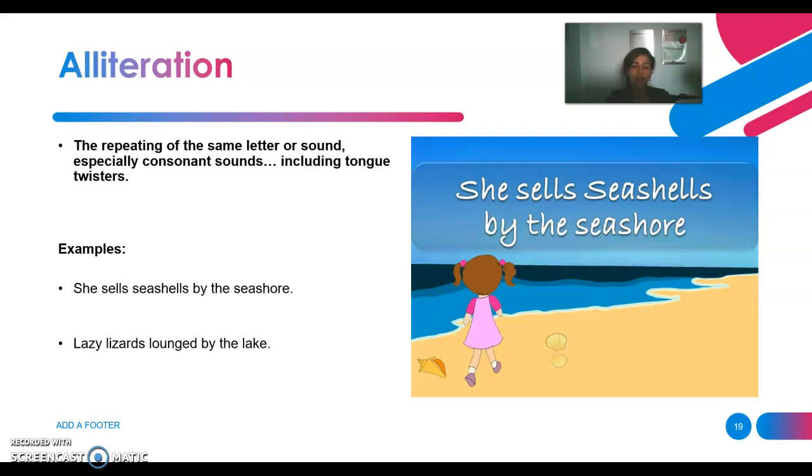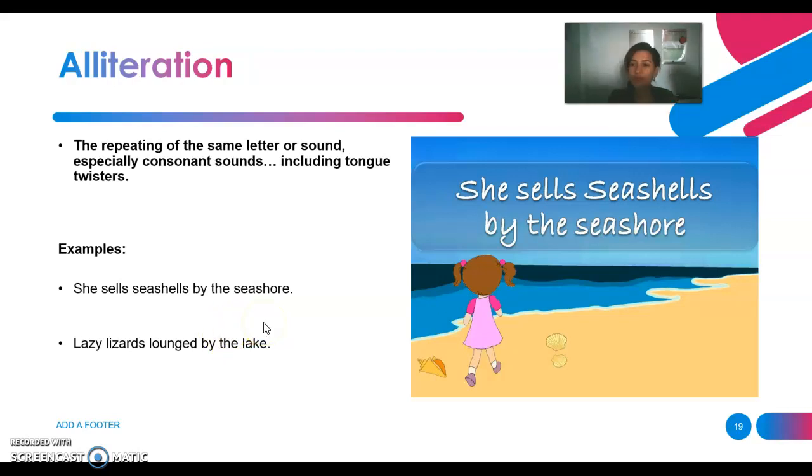And that is the repeating of the same letter or sound, especially consonant sounds, including tongue twisters, which you probably know some of in your native language. If you do, this will be a great opportunity to share some of them with the class. One common tongue twister in English is seashells by the seashore. Another one is lazy lizards lounge by the lake. So again, this is repetition of sound.